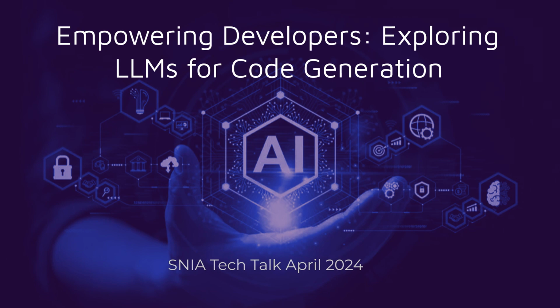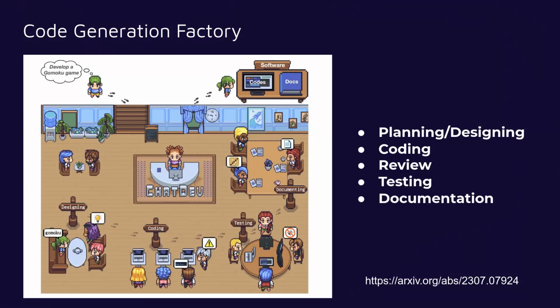Hello, everyone. This is Rajat Ghosh. I'll be talking about LLM based code generation. So LLM means basically large language model, and large language model has the power to unify different tasks. So when you talk about software engineering, it can do planning, designing, it can write code for you, it can do reviewing, it can write unit tests, and it can also do documentation.